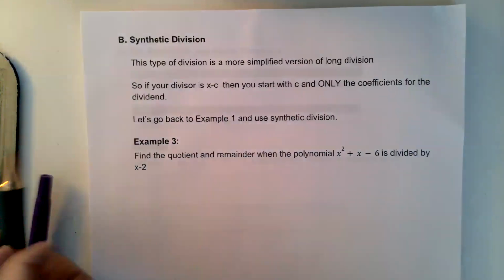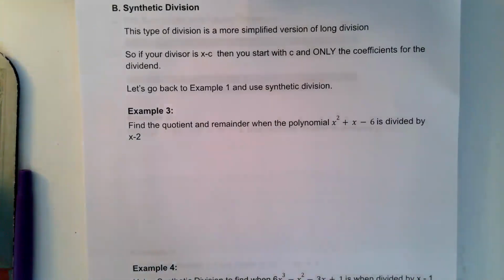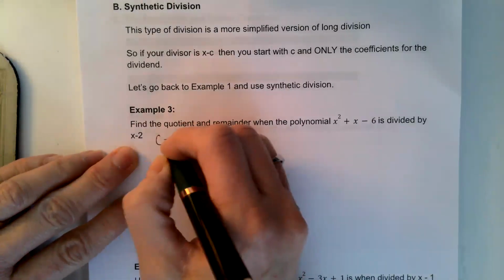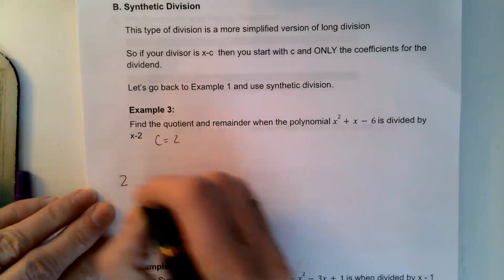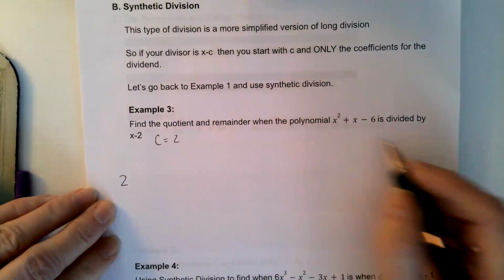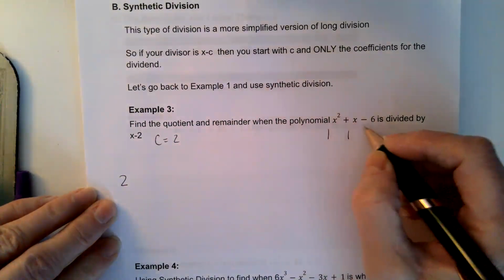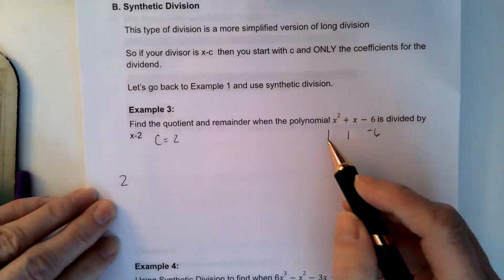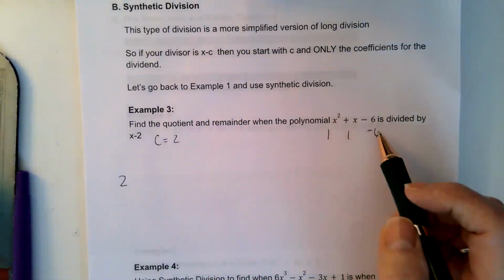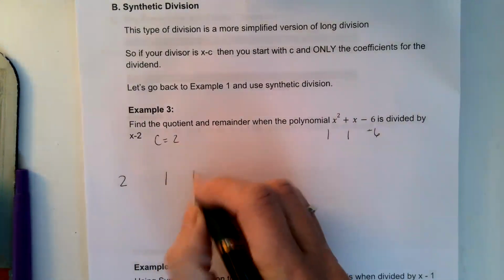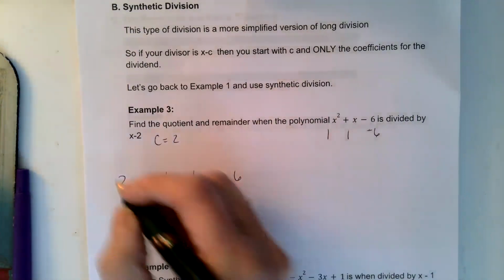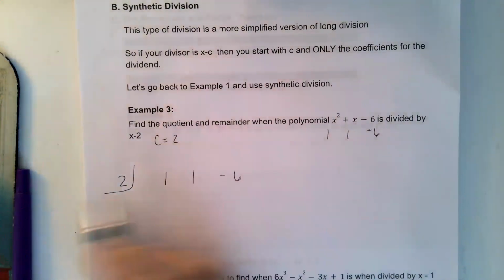So we're going to go back here to the original example. I'm dividing by x minus 2, so c is equal to just 2. So I'm going to do 2 here. And my coefficients are 1, 1, and negative 6. And they have to go in order. I have an x squared, so the next one would just be x, and then my constant. So I've got 1, 1, and a negative 6. And we separate it like this.